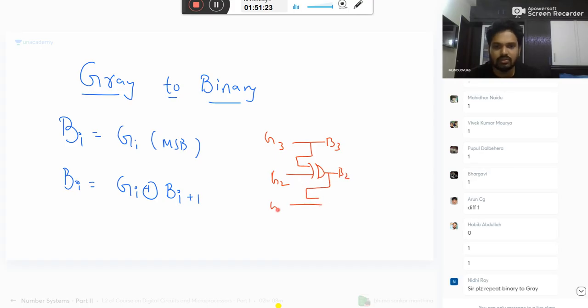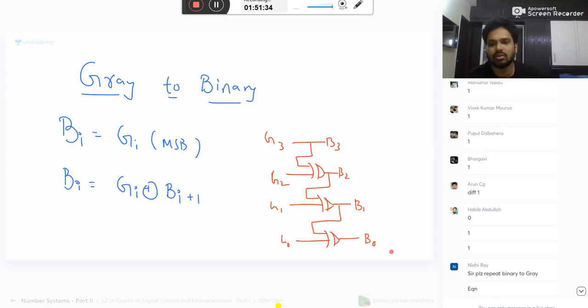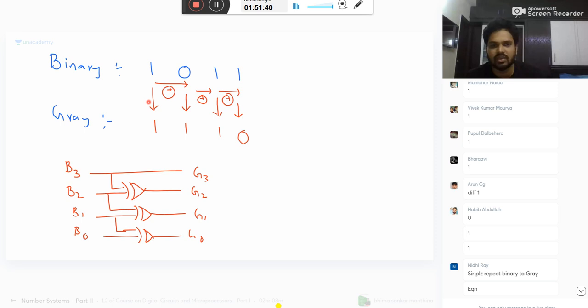Wait, G1. Nidhi, do you want the circuit or the equation? Equation. Which one? Binary to gray. So the first bit you copy as it is. Then these two XOR will come here. You do XOR of these two and write it here. XOR means different, now 1. These two, write it here. Both are same. That's why you write it as same. Okay, Nidhi?